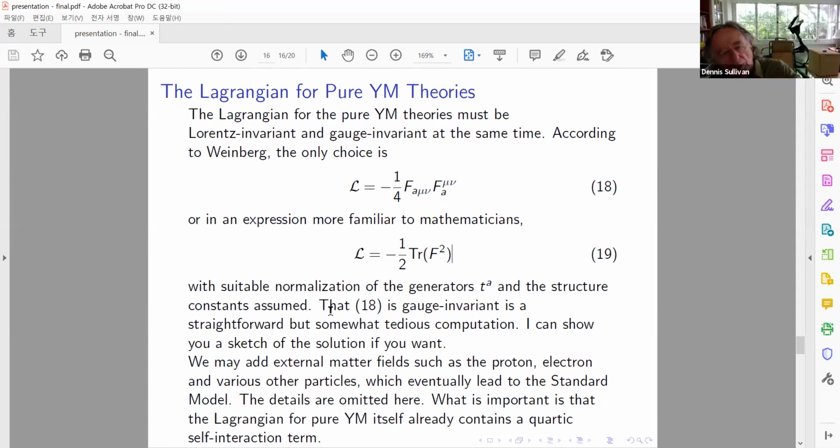Can you say what are the axioms of Weinberg when he says the only choice of Lagrangian is that? What is he assuming?